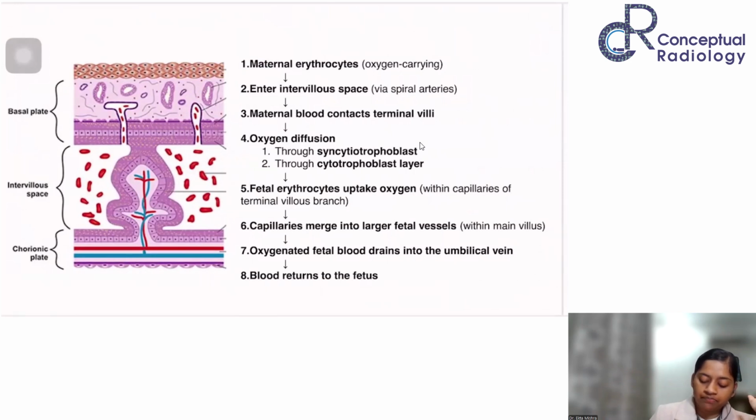So from the maternal vasculature, the oxygen-rich RBCs come into the intervillous space, and then this blood will contact your terminal villi. So these are terminal villi, and the blood is contacting this region. Oxygen will diffuse across the layers, and the fetal erythrocytes will take the oxygen. Then these fetal capillaries will join together and merge into larger fetal vessels. Then the oxygenated fetal blood will drain into the umbilical vein and will go on to the baby. So the oxygen-rich blood goes to the baby, and the same way it comes back, and the waste products and other products are excreted out similarly.